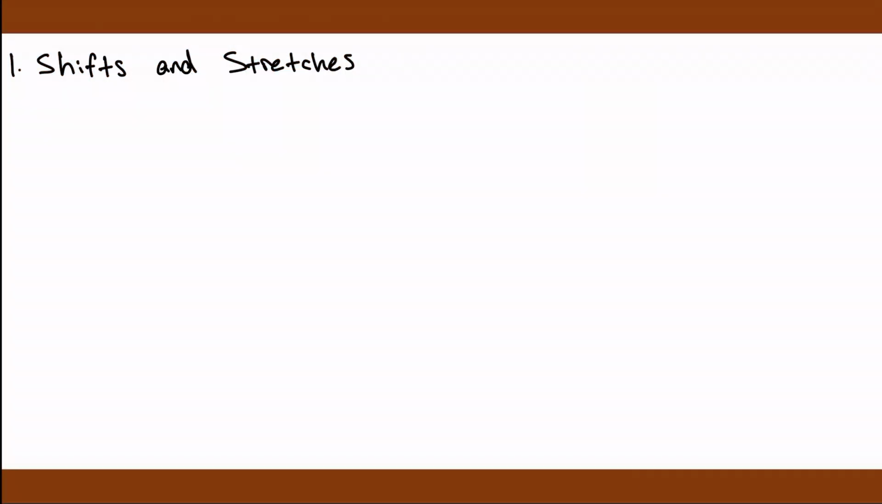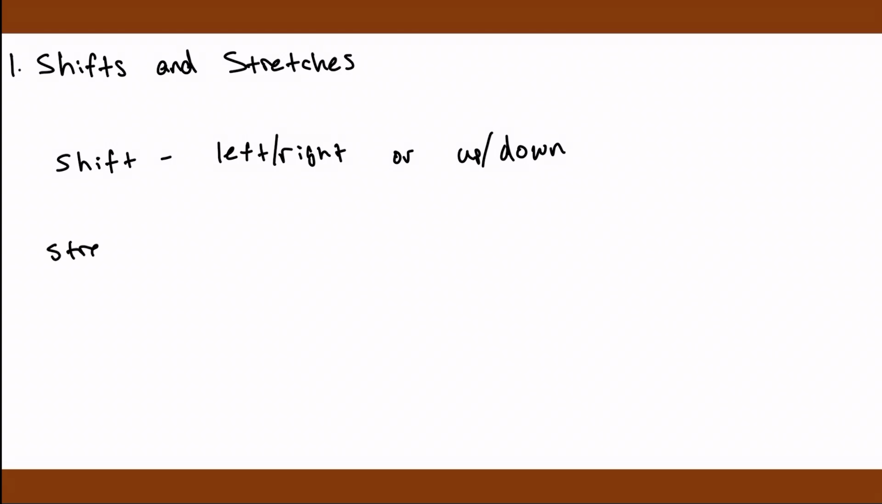So the first part of this video, we want to look at shifts and stretches. This is fairly simple, but remember that a shift means it's moving left, right, up, down, a translation, right? So left, right, or up, down, depending on where you're adding or subtracting some constant value. A stretch is going to be a multiple. You're multiplying by a constant.